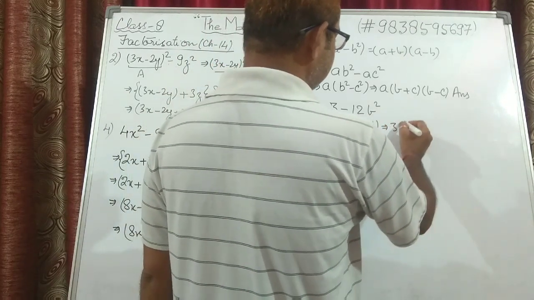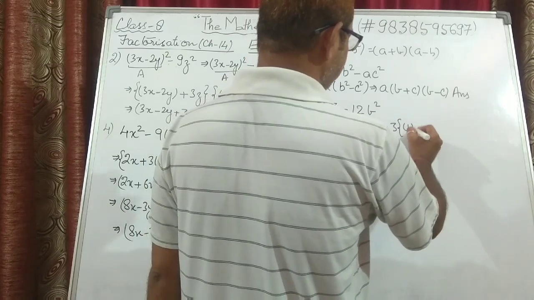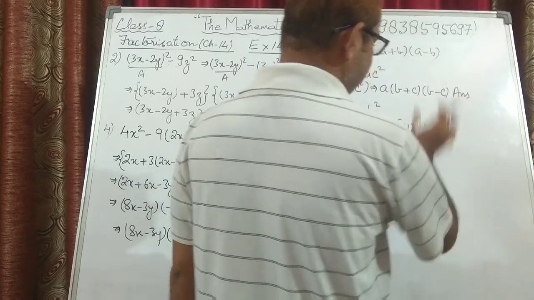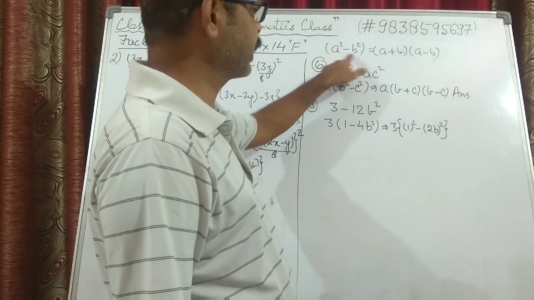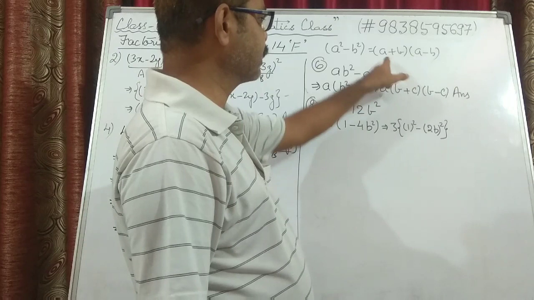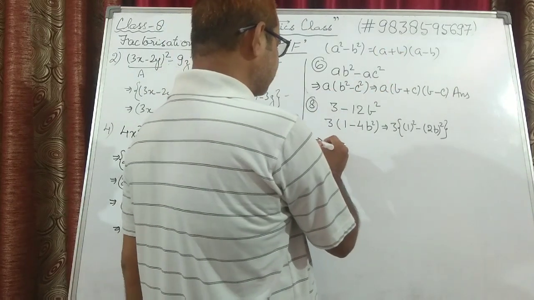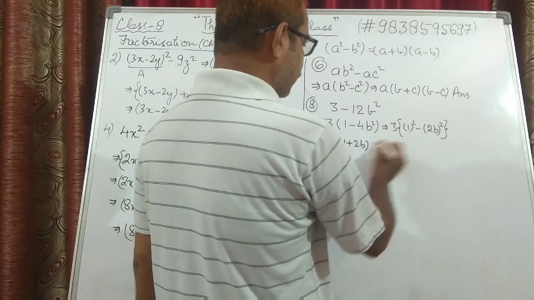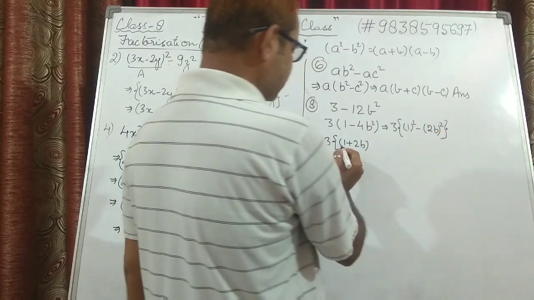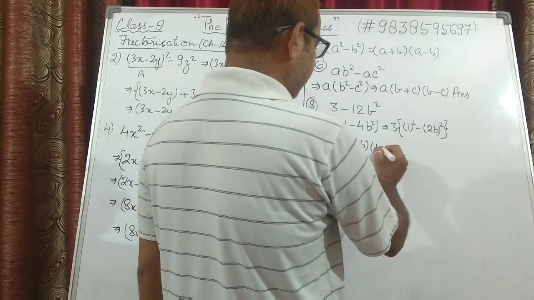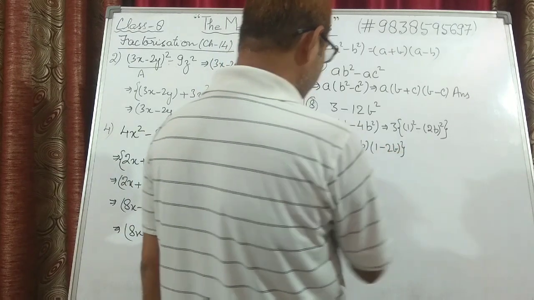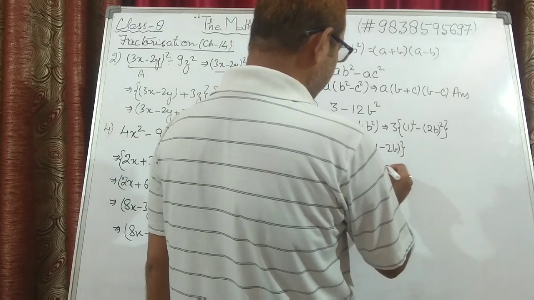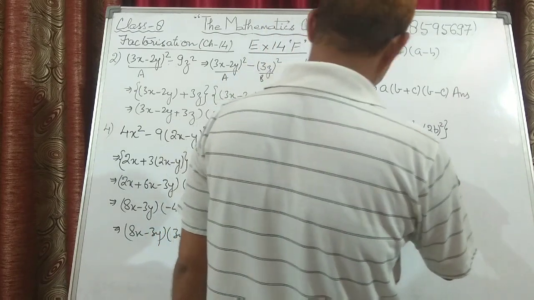It means that 3 is outside. Then we can write 1 as a square of 1 and 4b square can be written as square of 2b. So whatever is inside the curly bracket is in the form of difference of squares, a square minus b square. So this only will be changed as a plus b and a minus b. So it can be written as 3 times 1 plus 2b into 1 minus 2b. That is the final value.